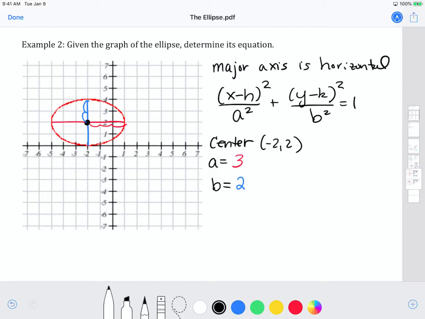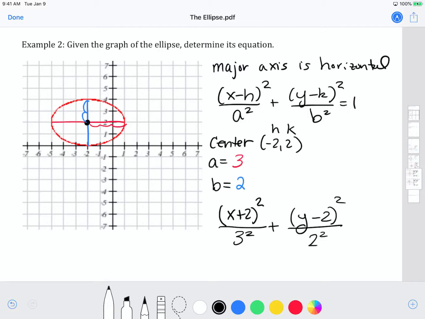So when I put all of this together, here's my h and here's my k for my center. I'm going to have x minus -2, so that's going to be x plus 2 squared, all over a squared, which is 3 squared, plus y minus 2 squared, all over b squared, which is 2 squared, is equal to 1. So here is our final equation for the graph of this ellipse.